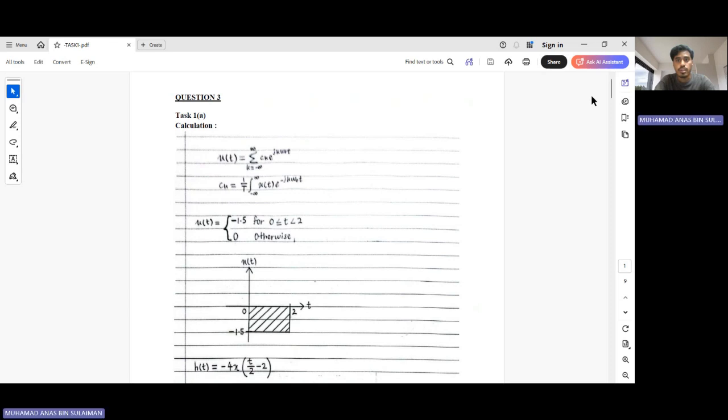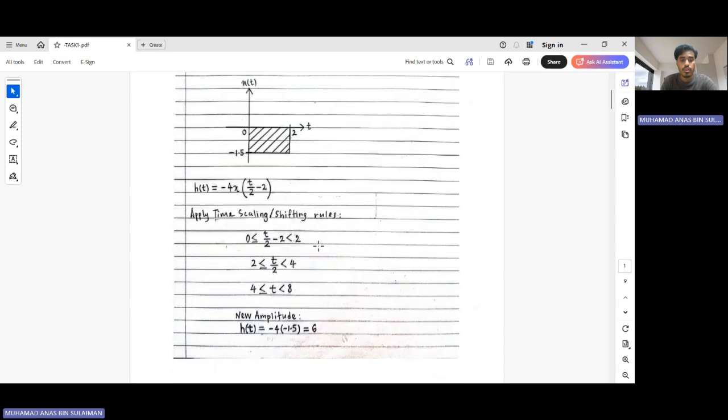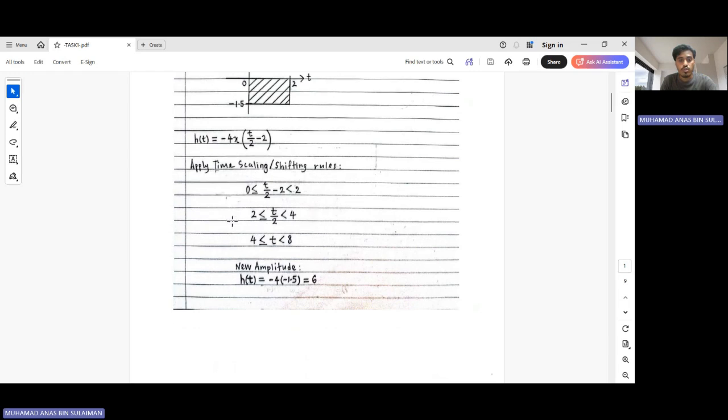The given signal x(t) is an aperiodic pulse with an amplitude of negative 1.5 lasting from t equals 0 to t equals 2. Our target signal is h(t) equals negative 4 x(t over 2 minus 2). By adding 2 to both sides and multiplying by 2, using time scaling and shifting rules, we find that the original bounds of 0 to 2 will shift to 4 to 8.